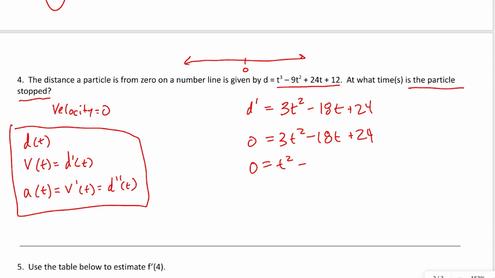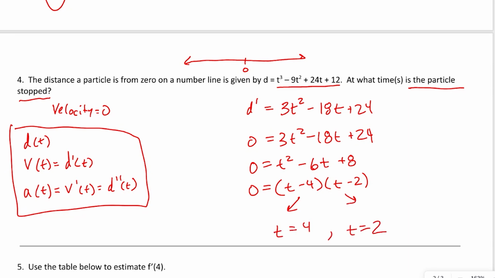So t squared minus 6t plus 8. So I could factor that to get t minus 4 and t minus 2, because negative 4 times negative 2 is 8, and negative 4 minus 2 is negative 6. Using the zero product property, we can set each one of these equal to 0, and we're going to get 2 times, 1 at 4 and 1 at 2. So these are the 2 times where the particle has stopped.